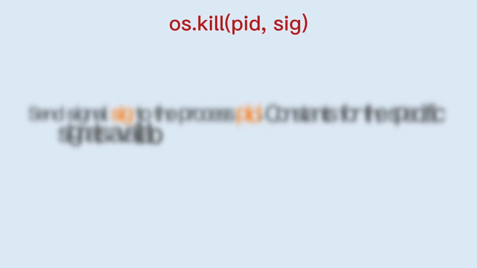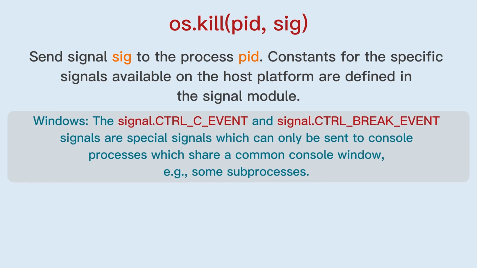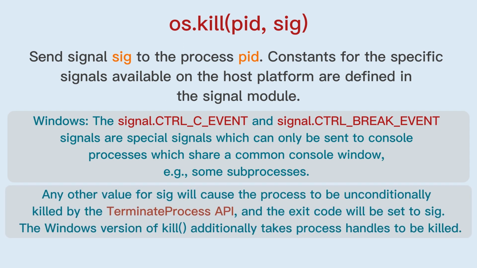os.kill. Send signal sig to the process pid. Constants for the specific signals available on the host platform are defined in the signal module. On Windows, the signal.CTRL_C_EVENT and signal.CTRL_BREAK_EVENT signals are special signals which can only be sent to console processes which share a common console window, for example, some subprocesses. Any other value for sig will cause the process to be unconditionally killed by the TerminateProcess API, and the exit code will be set to sig. The Windows version of kill takes process handles to be killed.